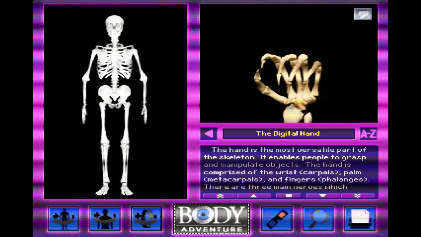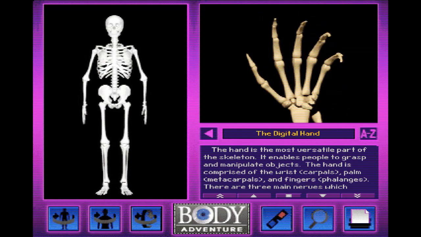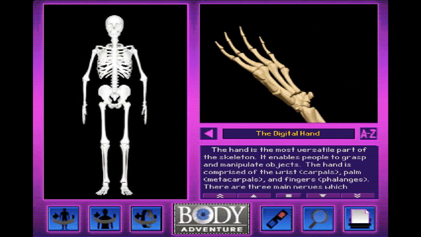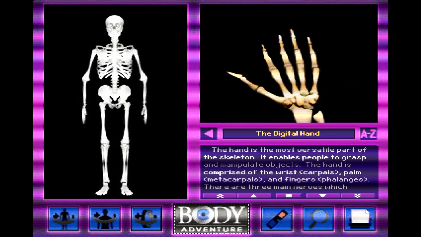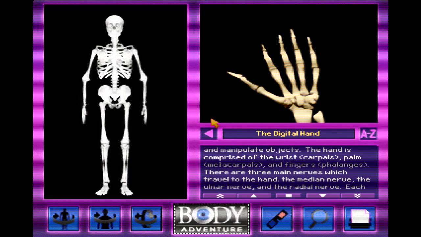The digital hand. Look at this. Cool, huh? You can move it, close it, and open it. The hand is the most versatile part of the skeleton. It enables people to grasp and manipulate objects. The hand is comprised of the wrist, carpals, palm, metacarpals, and fingers, phalanges.